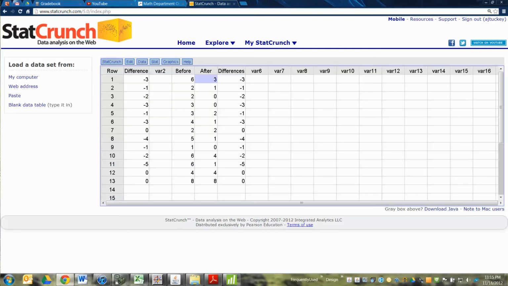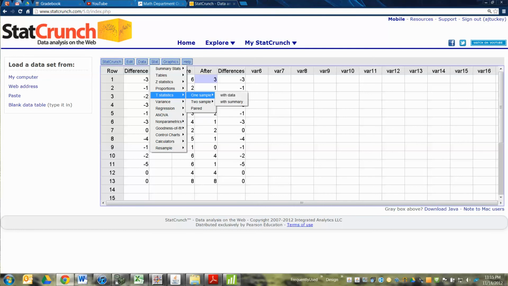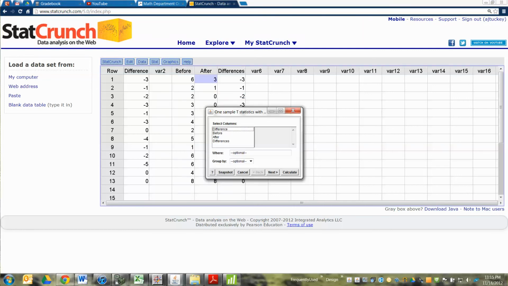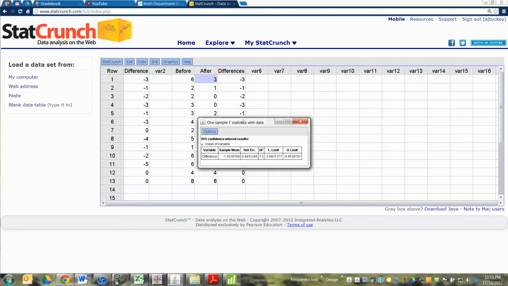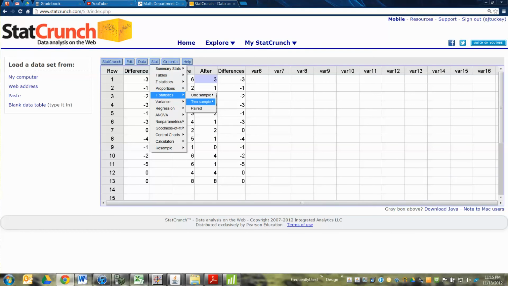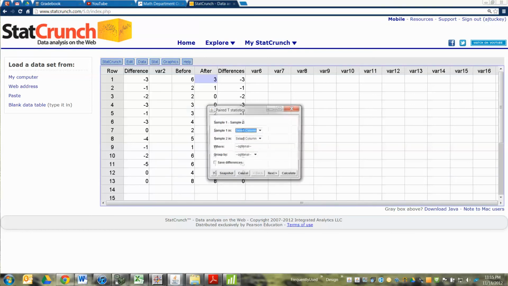Let's do that, shall we? Now notice we already found these differences. They're the stuff we were working with before. But you can do it a couple ways. You could go to T statistics, one sample with data, and you could say, hey, we've got these differences. Next, make a confidence interval. There it is, calculate. Or we can go T statistics paired, right?